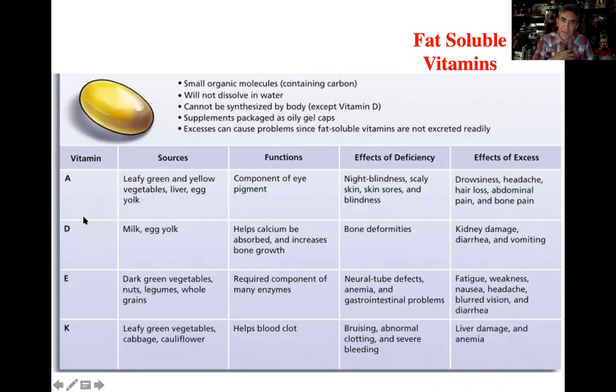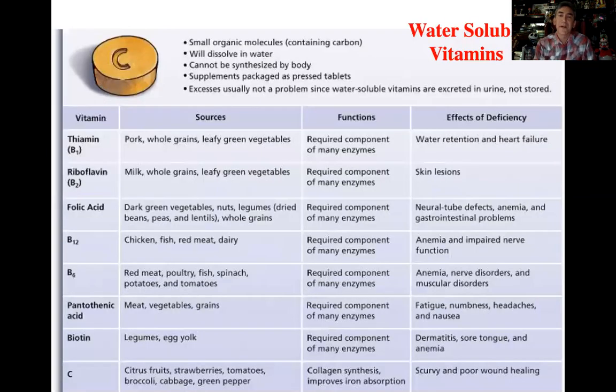These will be stored in our fat cells, and when we metabolize that fat cell, it releases these stored vitamins. Water-soluble vitamins dissolve in body water. So body water may be inside of a cell, or blood plasma, but not in the fats. Again, showing you the vitamins, the sources, the functions.